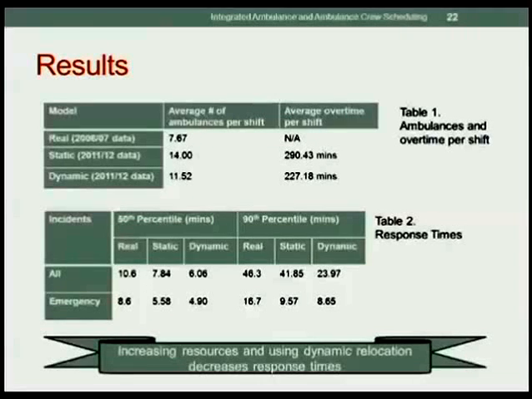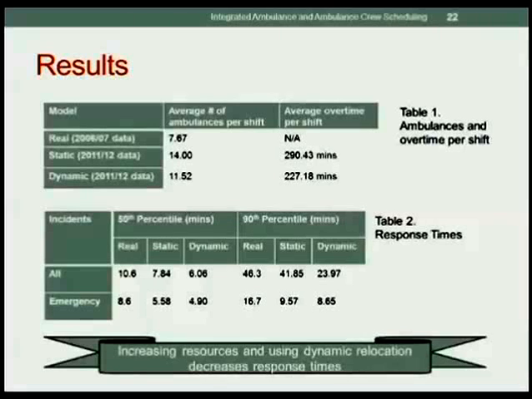The fact that my models recommend increasing resources to reduce response time is actually a good way of verifying that the model is doing something right as well, because it's well known that if you add more ambulances, you're going to reduce the response times. If I'd got a different result, that increasing ambulances increase response times, that would be bad, but I've got something that is expected, so that's quite good.